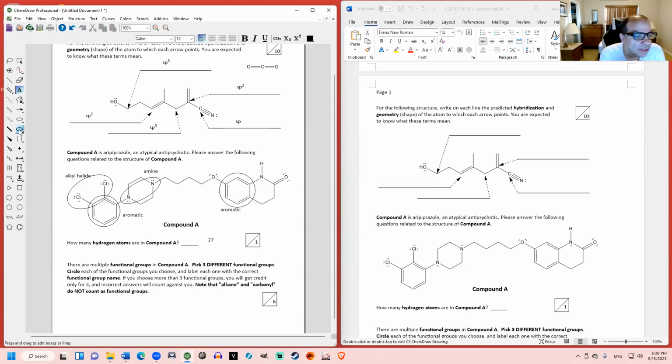And then over here, we've got an oxygen attached to two carbons. Remember, that falls under the definition of an ether. And there's just one functional group left. It's this nitrogen next to a carbonyl.